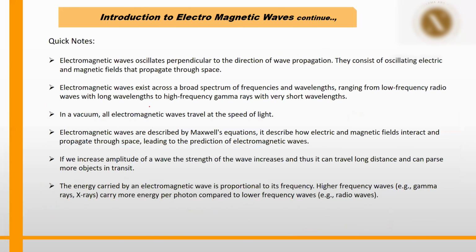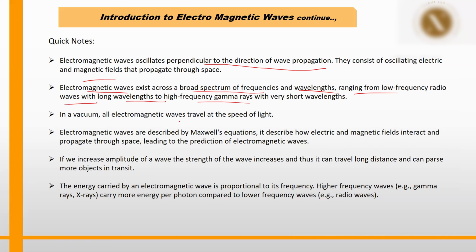As we go through this course, you will understand the significance of these characteristics. So, quick notes. Electromagnetic waves oscillate perpendicular to the direction of wave propagation. We know that electromagnetic waves exist across a broad spectrum of frequencies, which we'll see in the coming slides, ranging from low frequency radio waves with a long wavelength to high frequency gamma rays. Okay, this we'll discuss in the coming slides.